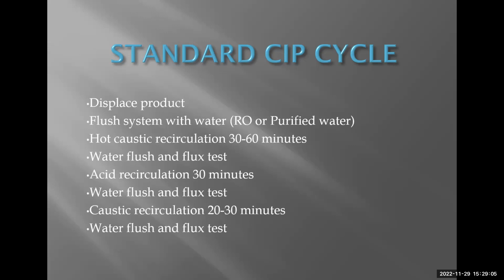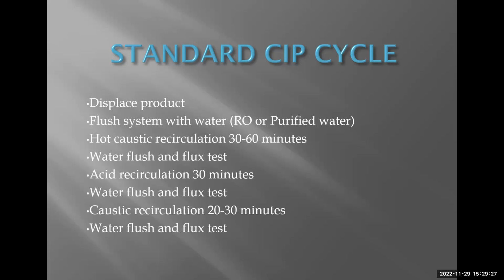Once you displace the product fully, you can go ahead and flush the system with water, whether it's RO water or purified water. You want to stay away from city water because there are a lot of minerals in there that can help foul up your membrane. Once you flush out the system and your permeate and retentate lines look fairly clear, you can then go into a hot caustic circulation.